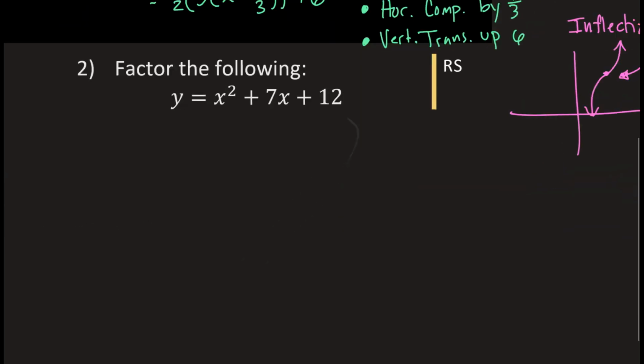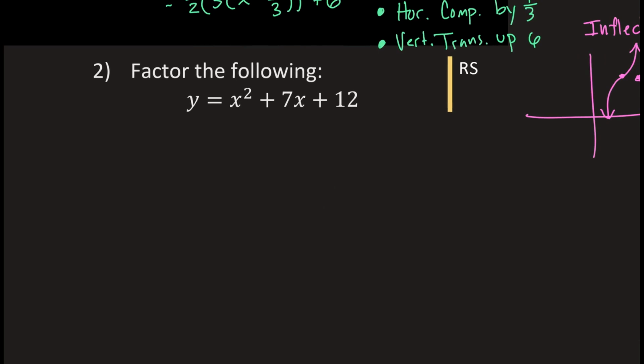All right, and then most of us got number 2 right. Does anyone need me to go over number 2? Raise your hand if you don't want me to go over it. Okay, some people are not raising their hand. I guess I can go over it quick. All right, we're asked to factor here.